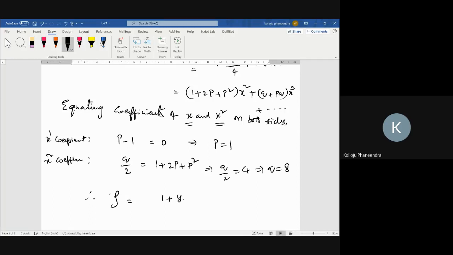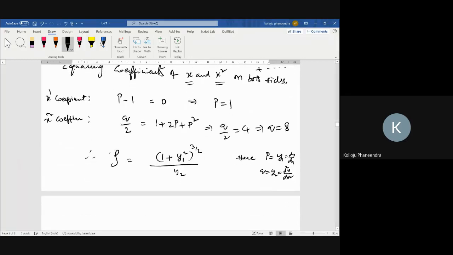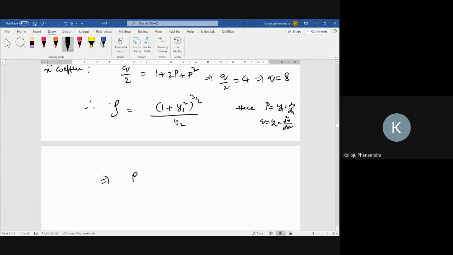1 plus y1 square, whole power 3 by 2, by y2. Here, p stands for y1, dy by dx, and q stands for y2, d square y by dx square. Therefore, this formula I can write in terms of p and q as 1 plus p square whole power 3 by 2, by q.